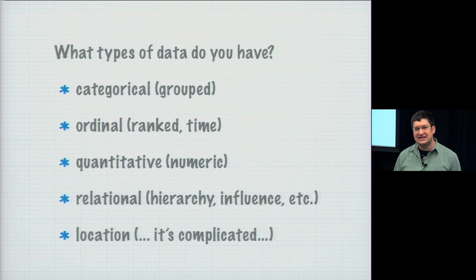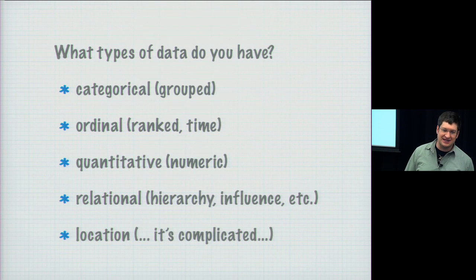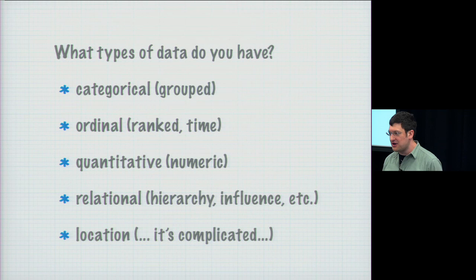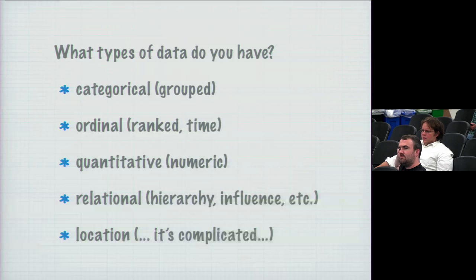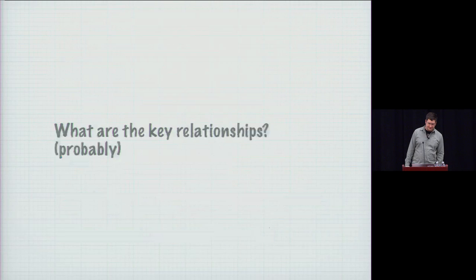And then location. Location is complicated, right? Because location could sort of be ordinal. It could be ranked or not ranked. It's probably categorical at least. It could be positional if you're plotting in XY. So location's complicated, but it's another flavor of data.